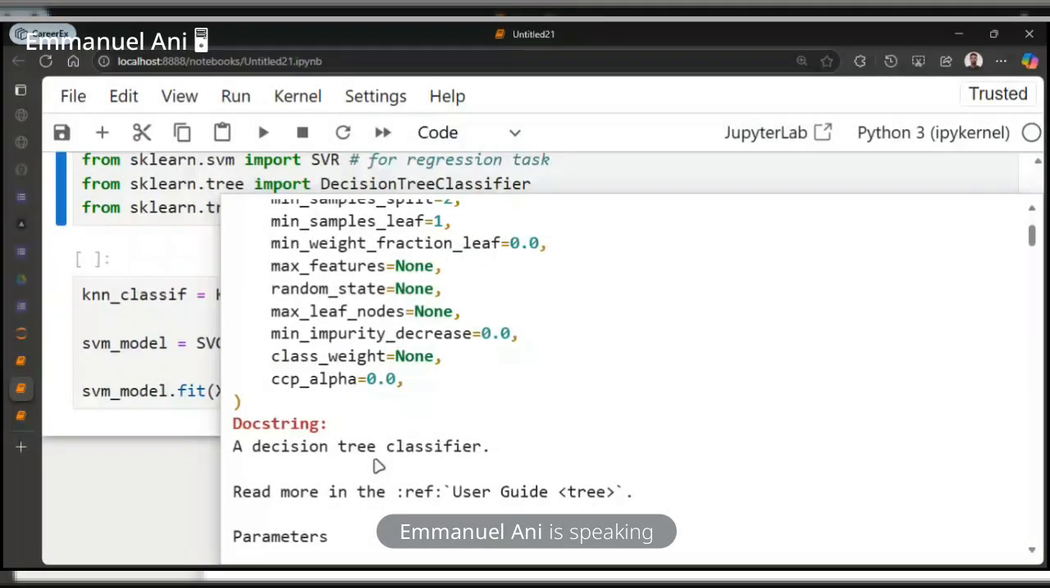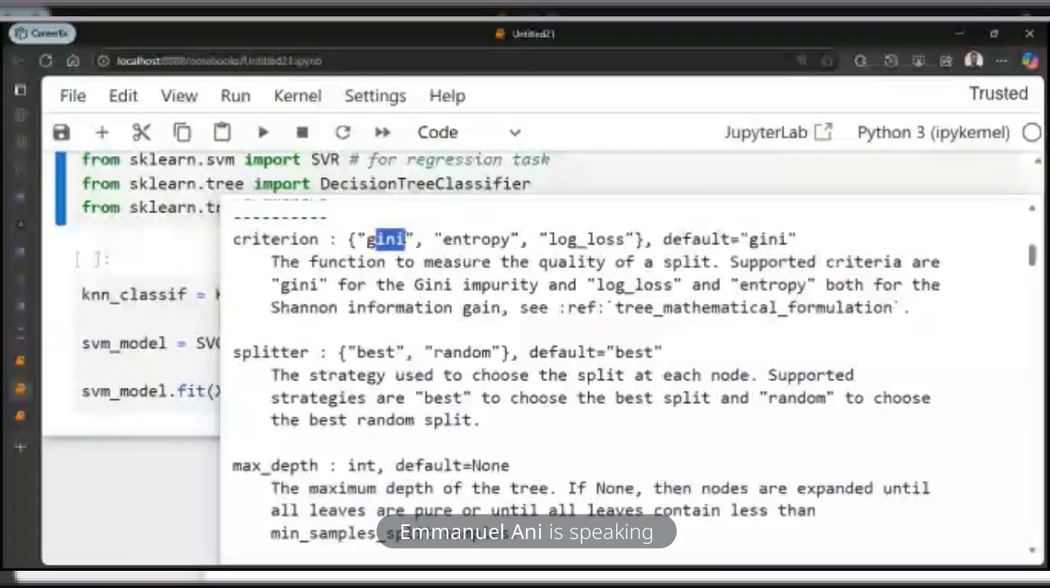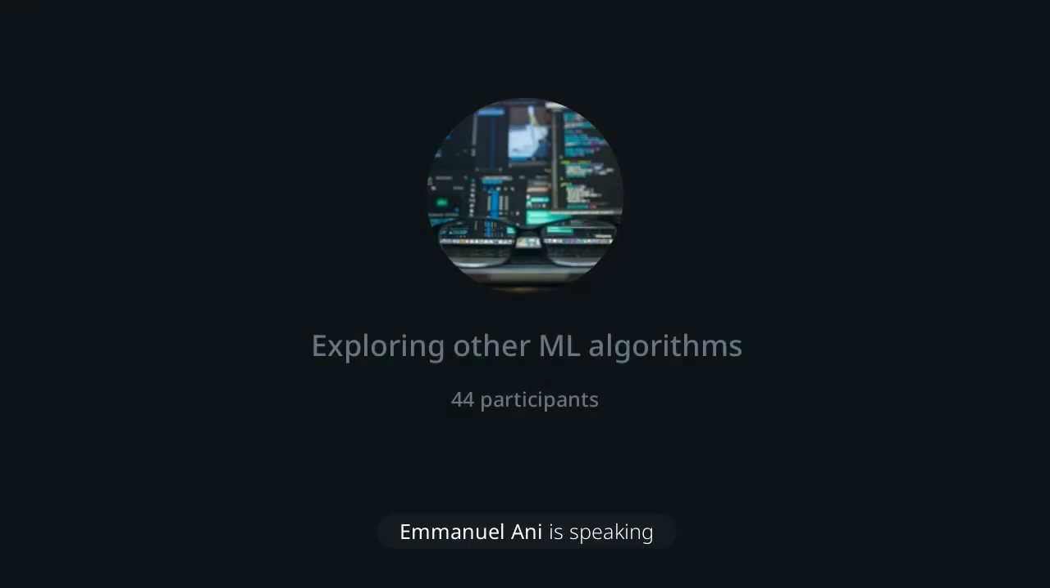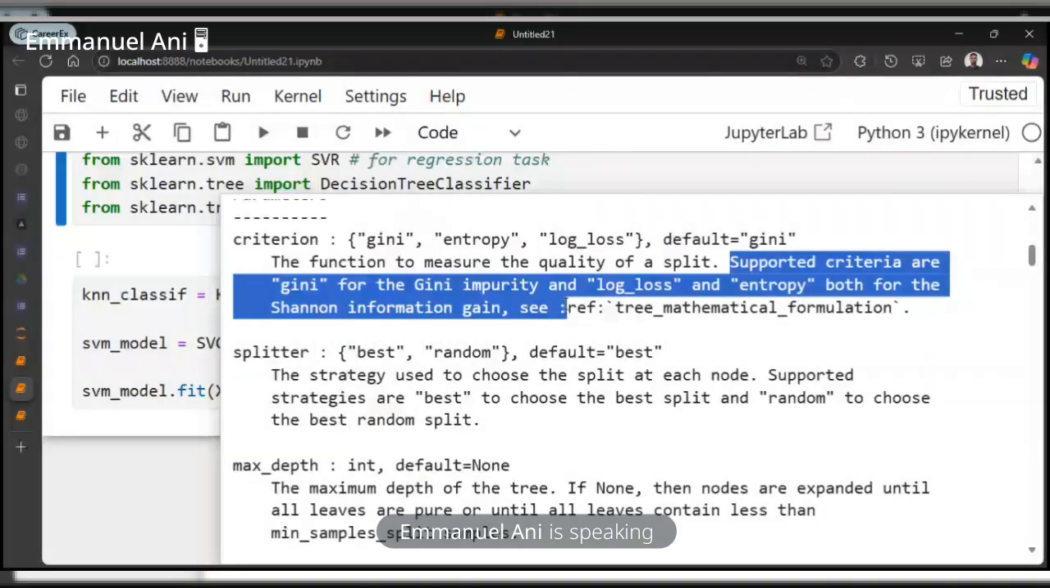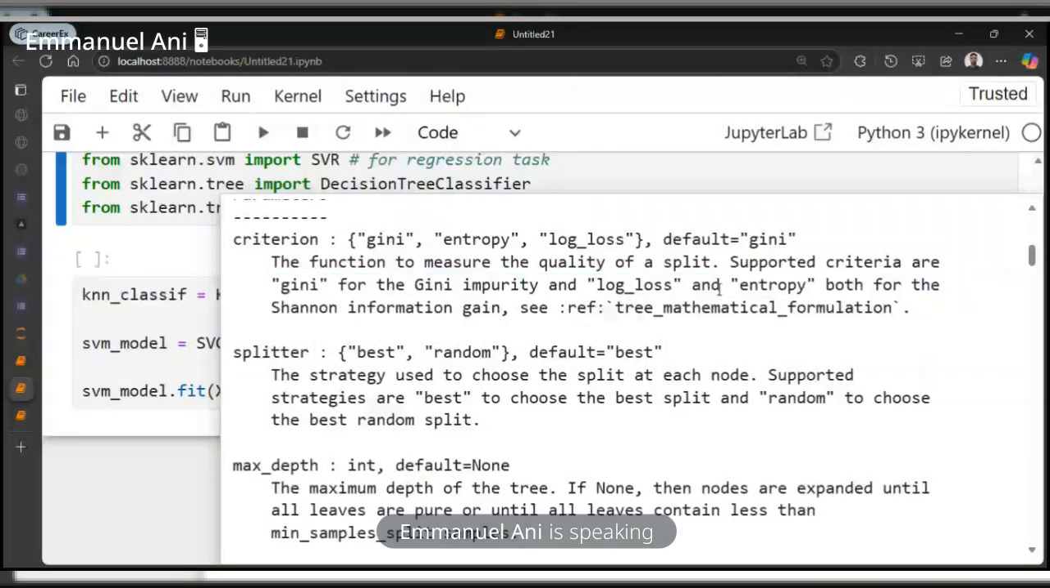Let's look at the different hyperparameters. You see the criterion here. We have Gini, we have entropy, and we have log loss. So this is the information gain that we looked at here. This criterion is the function to measure the quality of a split, which I've explained. The supported criteria are Gini, log loss, and entropy. Information gain is log loss and entropy. So this is exactly what I've just explained. It's just the implementation basically.